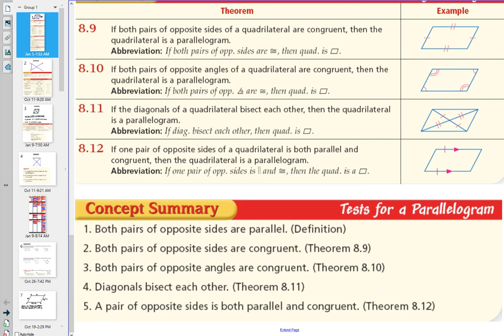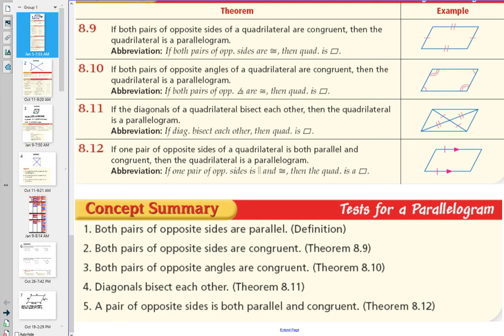Like, why do they call it a parallelogram? What's the most basic property that goes with it? Okay, there you go. Parallelogram, parallel. Yeah, both pairs of opposite sides are parallel. But then in addition to that, there were a few more properties that got tacked onto that.